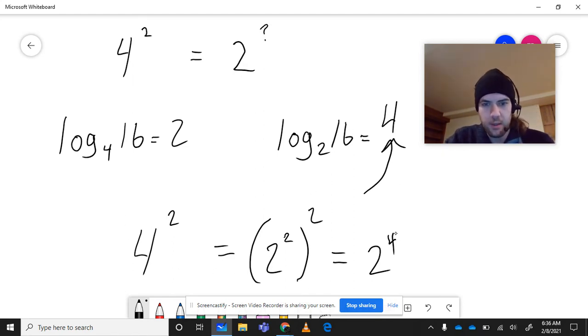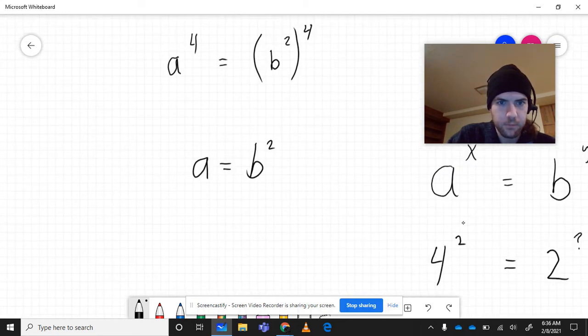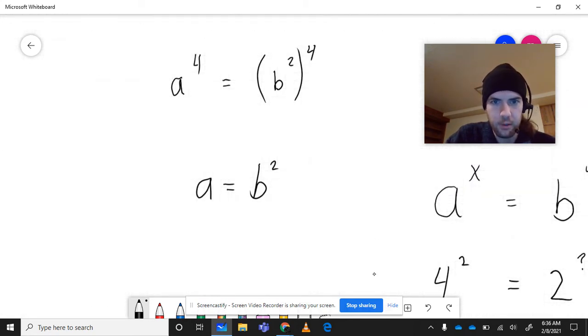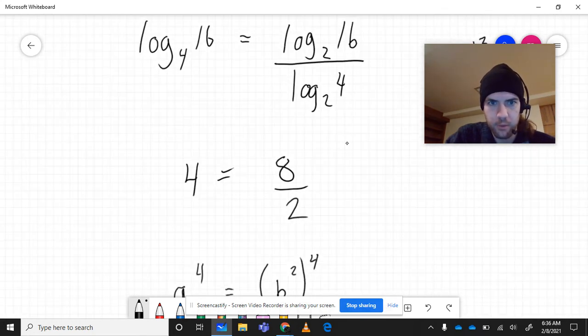So this process of changing the base of the exponent is basically what's happening over here, but in reverse. Sorry, I have to scroll through some stuff.